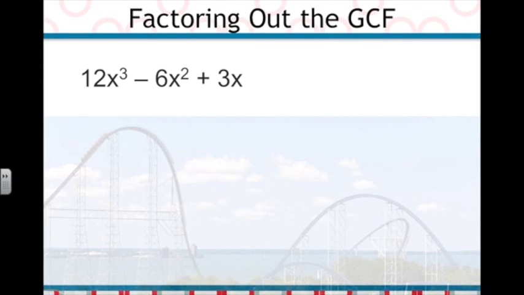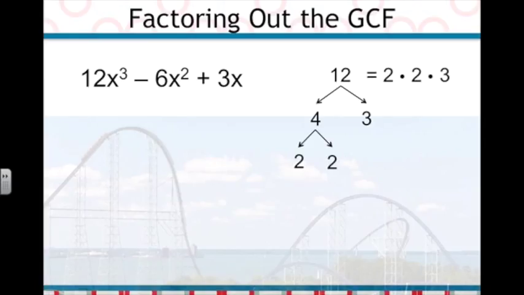Let's factor the trinomial 12x cubed minus 6x squared plus 3x. 12 is the first coefficient, which we can factor into 4 times 3. The 4 factors again into 2 times 2, so we can write 12 as 2 times 2 times 3. If we expand the x cubed, we can write 12x cubed in its completely factored form, 2 times 2 times 3 times x times x times x.